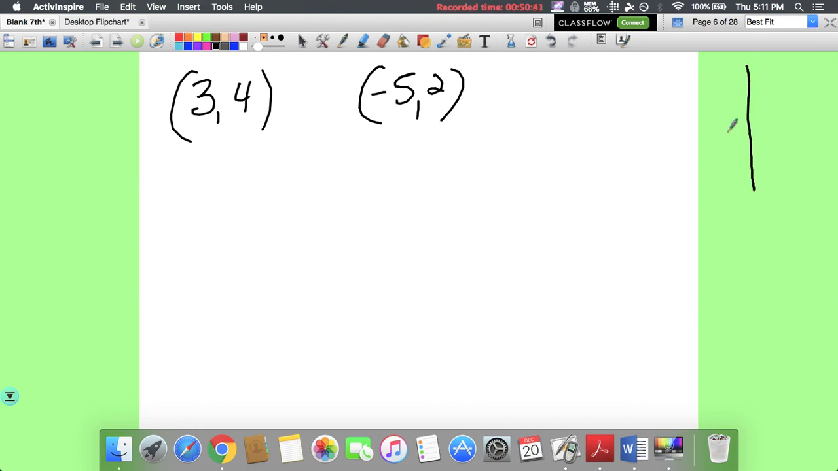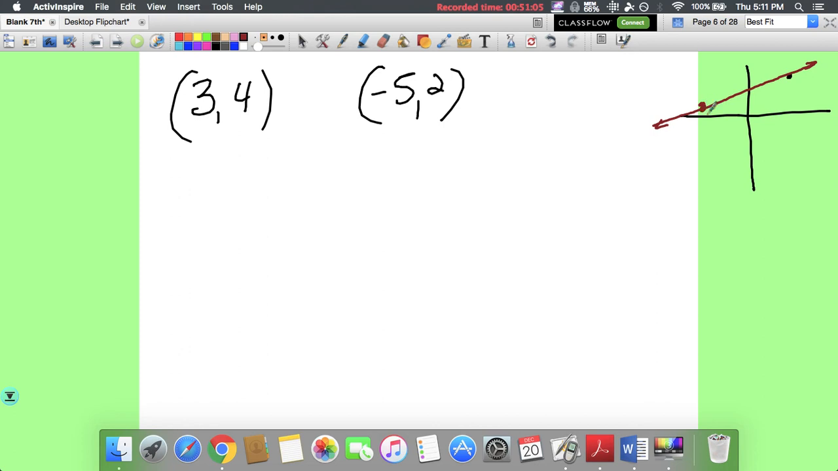So just to get an idea, let me sort of see where they are. 3, 4 would be 1, 2, 3, 4 up, somewhere over here. -5 and 2 would be 1, 2, 3, 4, 5, -5 and 2. So somewhere over here. If I were to connect these 2 points, it had a positive slope. So I can get a preview of what my equation of my line is going to look like. So I know it's going to be something with a positive slope.